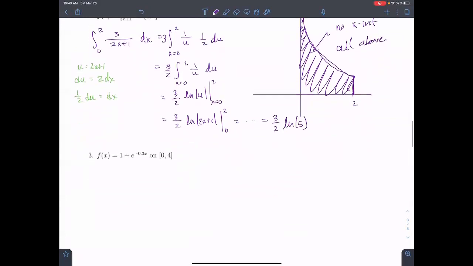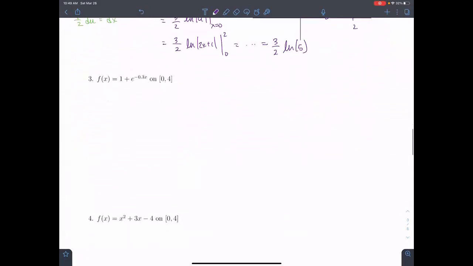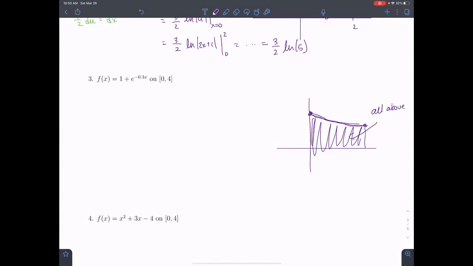All right. For the next one, so again, none of these have been that different than what we did in the last section because none of them have had any area below the x-axis yet. On this one, we're looking at the interval from 0 to 4 of this. So it looks like this, and it would just be this area, which is also all positive. All above, no x-intercepts. So just evaluate this integral normally.